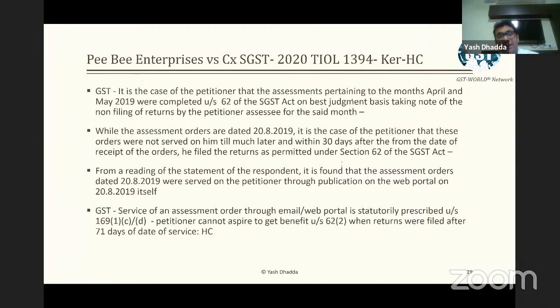We will come at the end to whether by uploading on the portal it can be said the order has been properly served. But right now, for the time being, we would say that the High Court has said once you upload the order on the portal, that becomes valid. And if you have not checked it within 30 days from the date of uploading, then your right under 62 is lost. Now, friends, all of these provisions of assessment, what is the time limit?